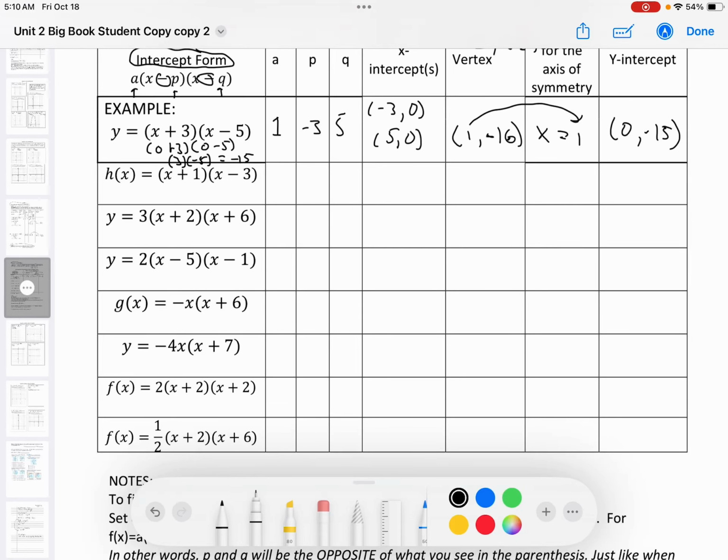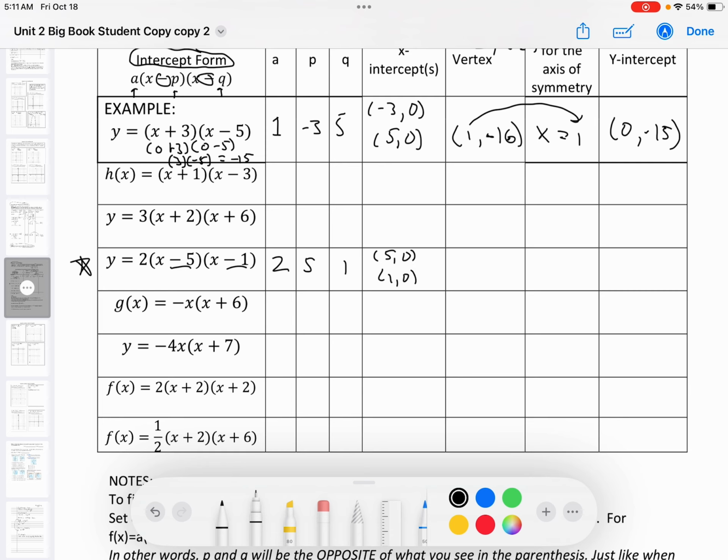All right, next I'm going to do an example that has a number for a that's not just 1. So if we go down to this function here, y equals 2 times (x minus 5) times (x minus 1). A, in this case, is 2. And then p and q are the opposite of what we see, so negative 5 and negative 1 will give me p and q of 5 and 1. For the x-intercepts, they are again the points (p, 0) and (q, 0), so this would be (5, 0) and (1, 0) for this one.